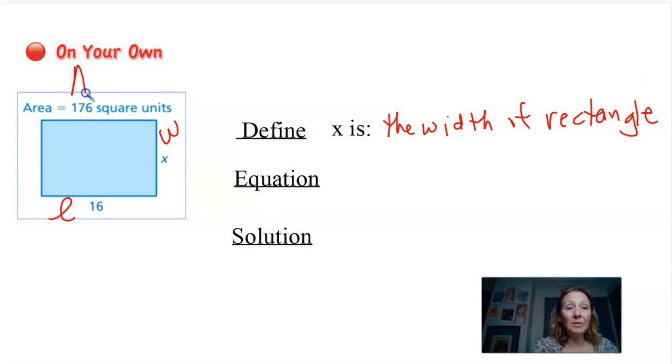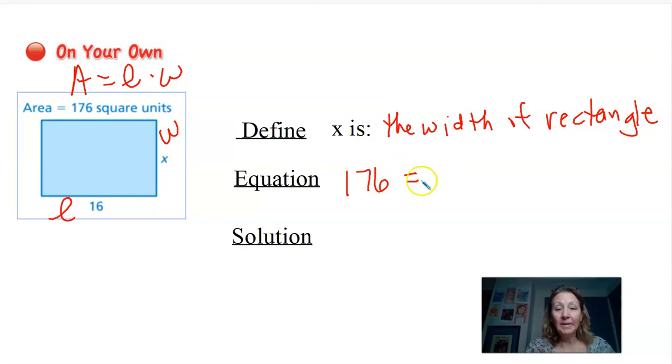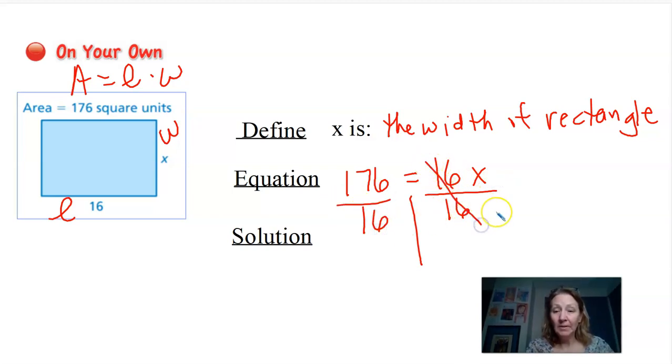Okay, same type of equation, right? Area equals length times width. So if you want to, you can put the 176 first, and then it's 16 times x. If I have multiplication, the way that I undo multiplication is to do the opposite. Divide by 16, divide by 16. You can get out a calculator, and hopefully you come up with 11. So 11, I'm going to write in units, equals x. Okay, on this one I didn't ask you to check it.